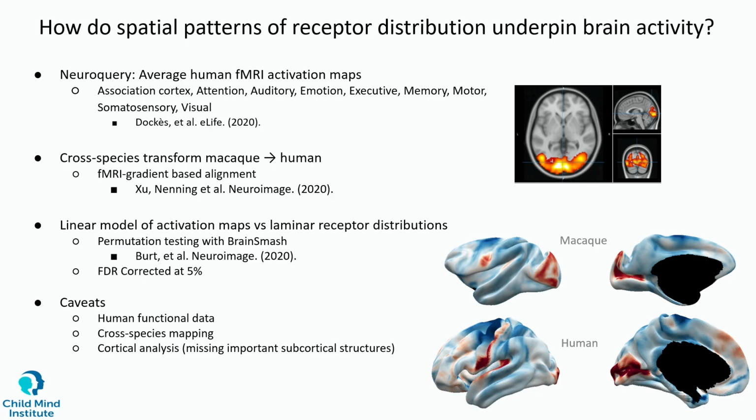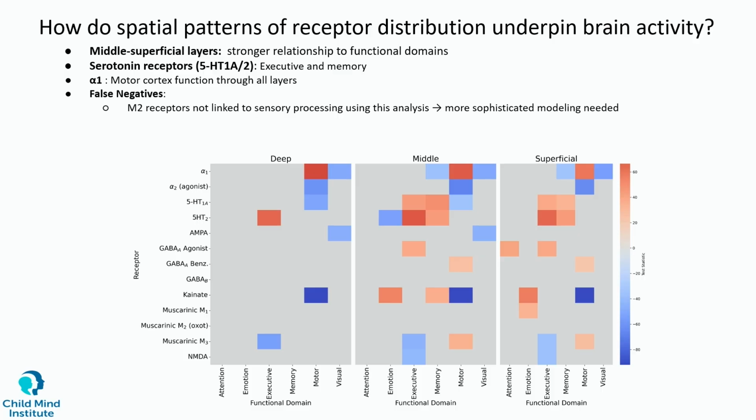And then we could do a regression of the functional maps onto the receptor maps. And so here we have the significant covariates in those regression models. And what it shows basically is that the middle and superficial layers have a much stronger relationship to the functional domains. So it's not just that receptors are denser in the superficial layers, but also the spatial distribution of those receptors links more closely to the functional maps.